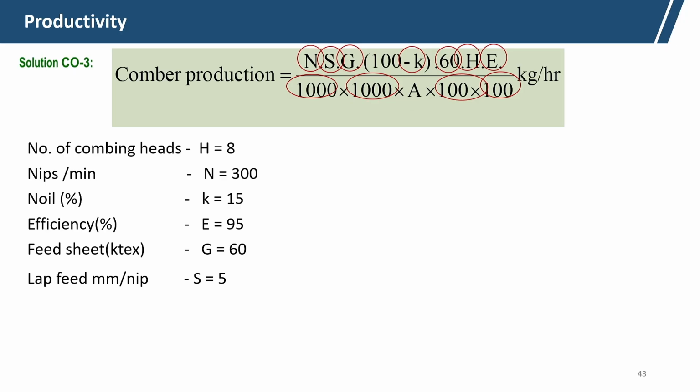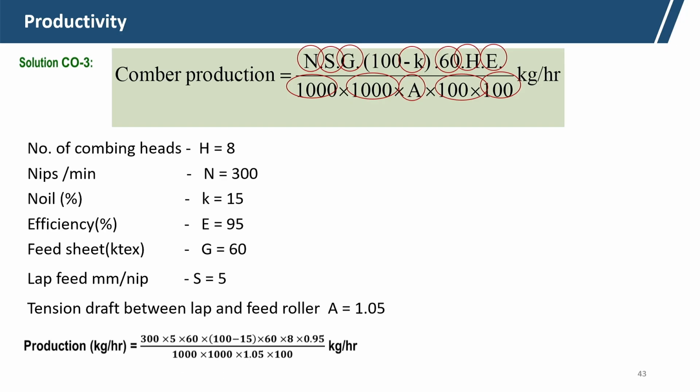So, if we calculate, and the total tension draft is given A equal to 1.05, and from this value we get the production. So, here we are replacing all these values with the actual values given, and the production we are getting is 33.22 kg per hour. So, with this data we can calculate using this relationship.